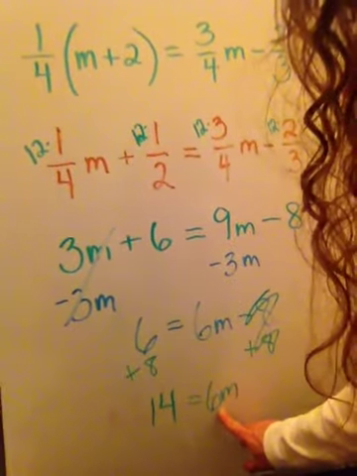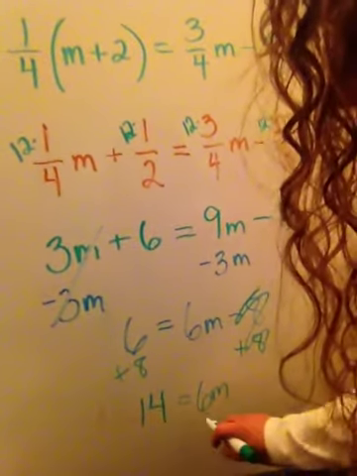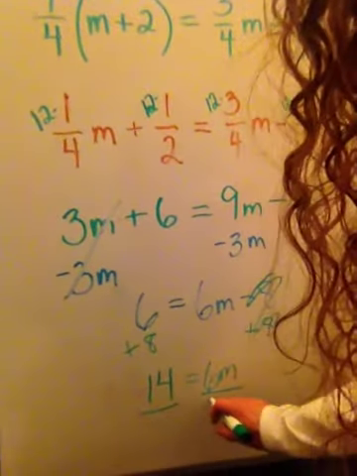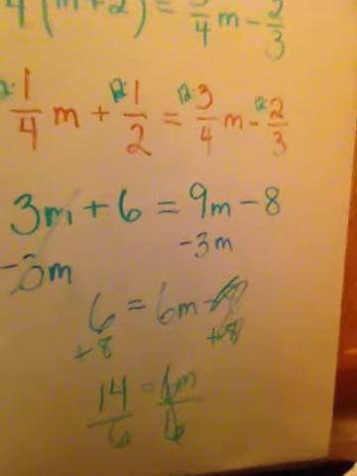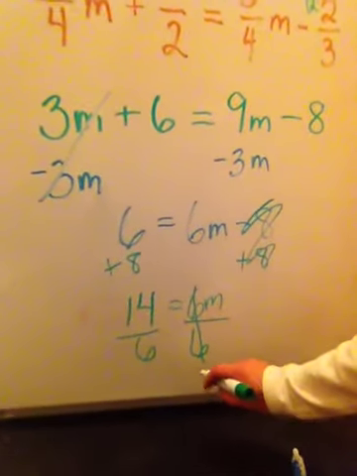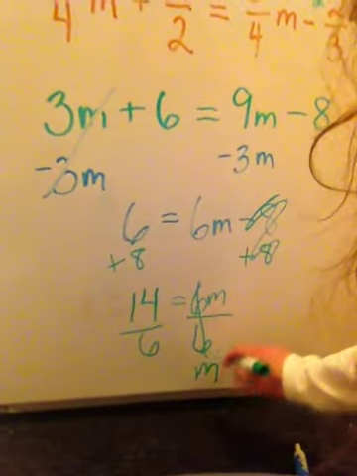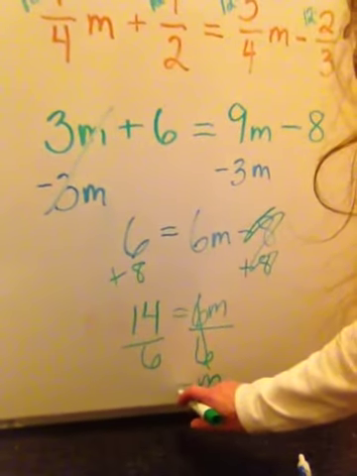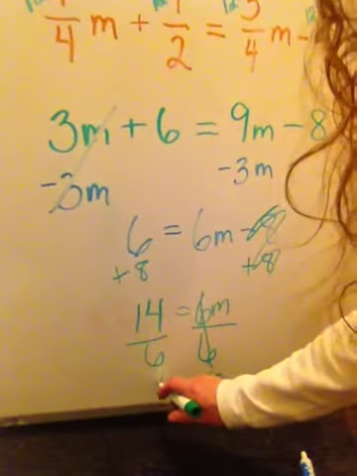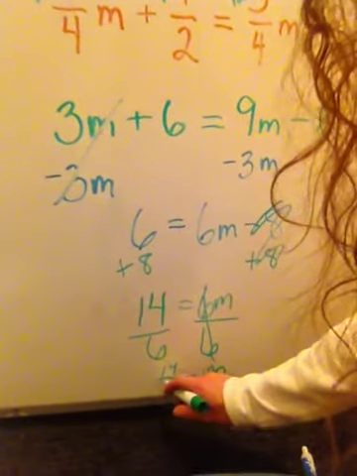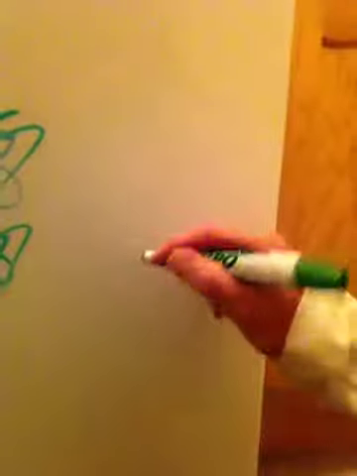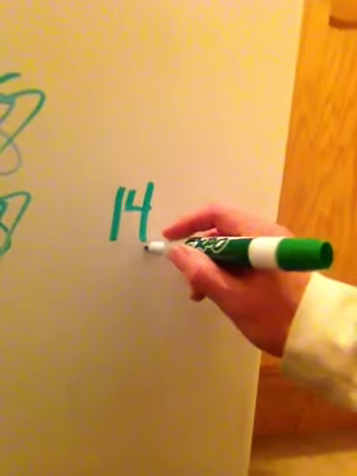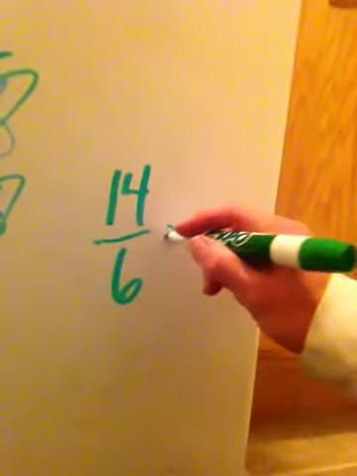And now to undo this 6 from the m, I divide by the 6. So I have my m by itself, which is what I've been trying to get to. So m is left, my equal sign, and I have 14 divided by 6, which reduces. We finally have one that reduces. So I'm going to come over here and do that to the side. So I've got 14 over 6 equals m.